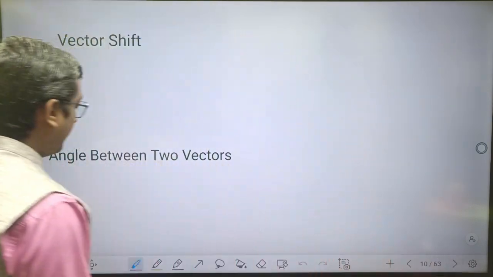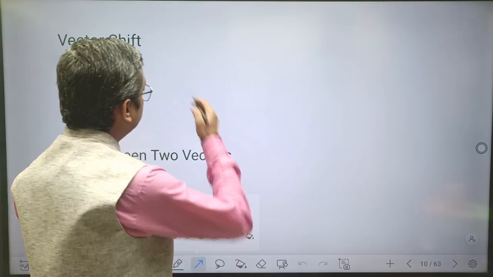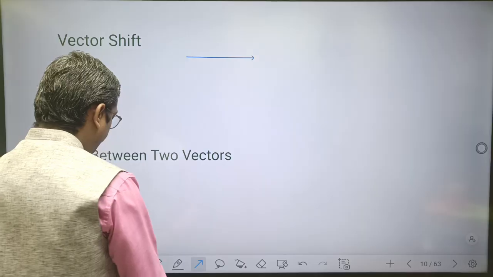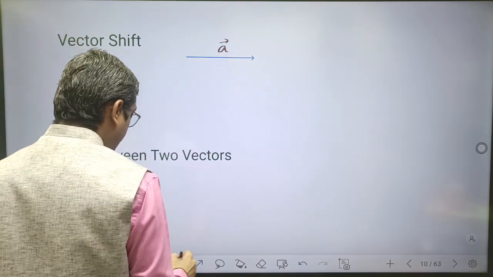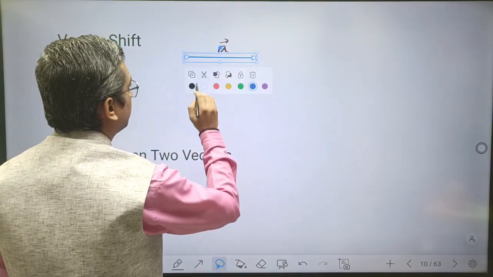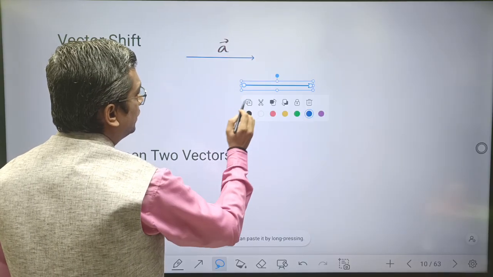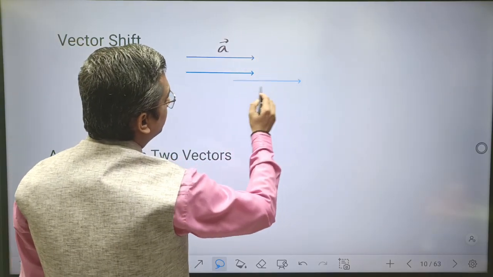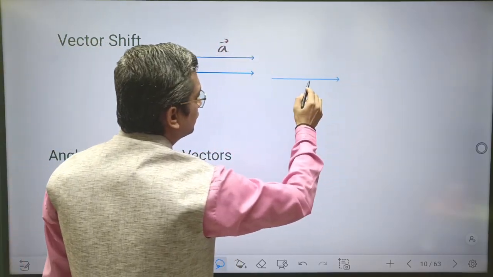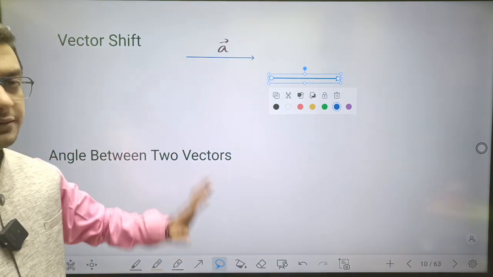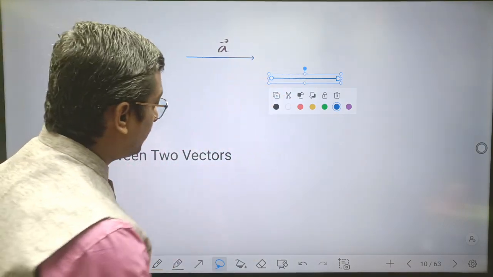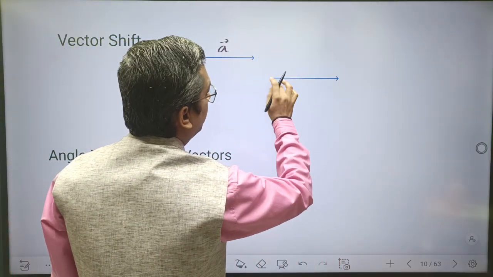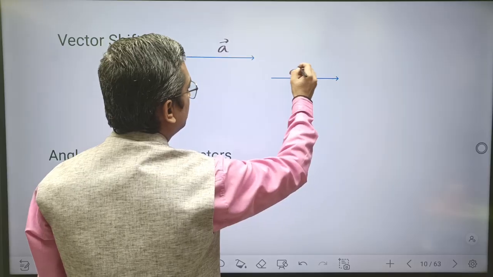Next is vector shift. This is very important. This concept is being used in solving numerical. Suppose there is a vector like this one, vector A, and if I shift it parallelly, suppose I copy it and here paste it. Now this second vector is parallel to this vector. So if I shift it anywhere, it will make no change to this vector, isn't it? These two vectors are representing the same thing. Why? Because both have same direction and the length of this both line is same. So this is also a vector.